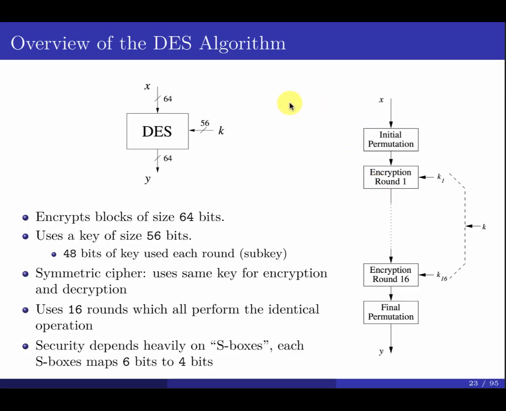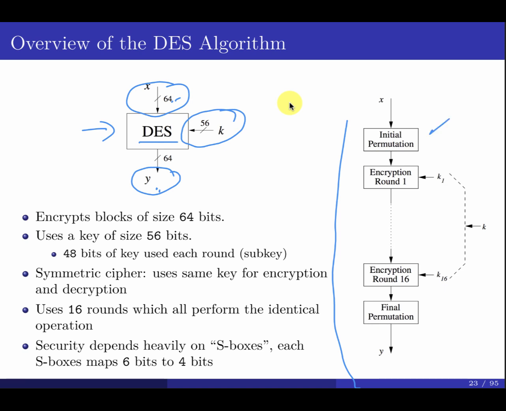Anyway, let's get back to the system itself. This is how it looks. When you talk about a block cipher, what is the input size of the message for the Data Encryption Standard? 64 bits. What is the size of the key? 56. Then the size of the ciphertext is going to be similar to the size of the plaintext. And here we have the initial permutation, the final permutation, and then we perform the encryption in 16 rounds.